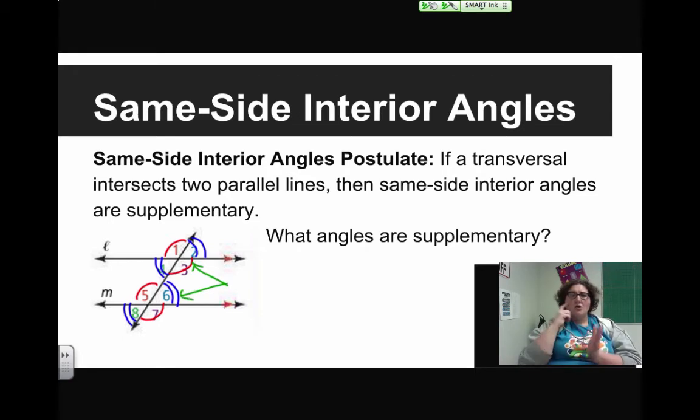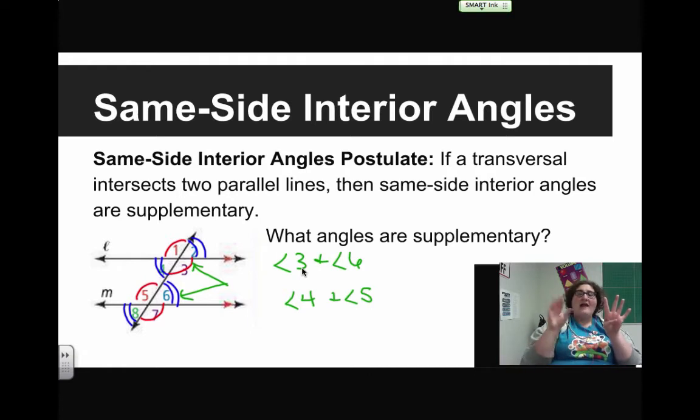Notice how if we look at angle 1 and 2, they form a straight line, and we know that they're supplementary. So a red angle and a blue angle come together to make a straight line, so that's 180 degrees. Well, these same side interior angles have a red and a blue, so that means they have to be supplementary. So we can say that angle 3 and angle 6 are supplementary, and angle 4 and angle 5 are also supplementary.